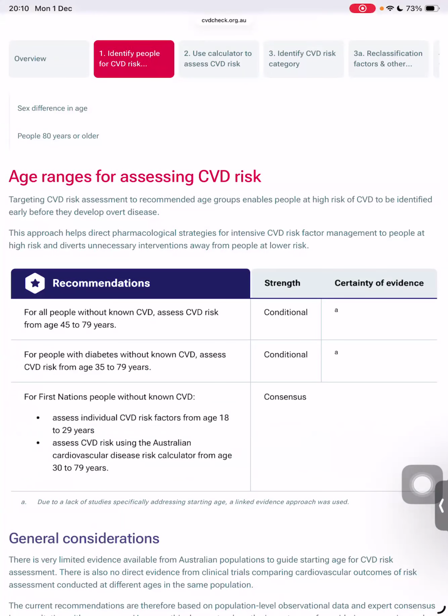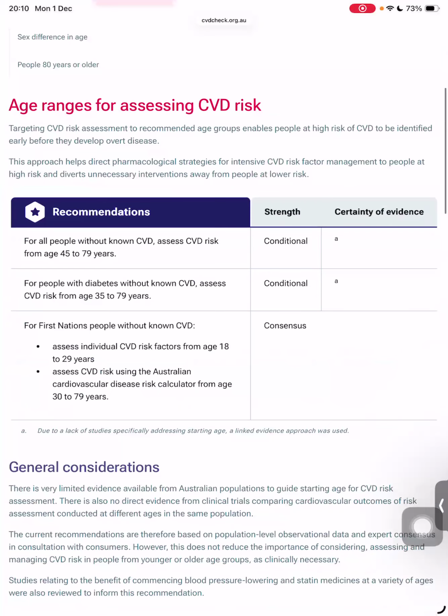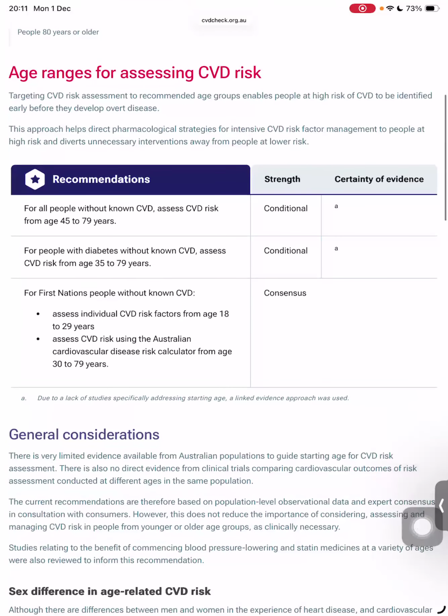The second thing you have to know about this is when we should start. Here's the recommendation: for all people without known cardiovascular disease, assess CVD risk from age 45 to 79 years. Patients without known cardiovascular disease, we have to start this risk assessment from 45 to 79. Start from 45. Remember this number, 45.